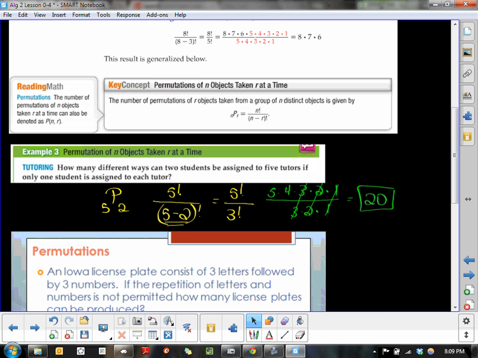Now, the other way that you could think of this, and this is the way I approached it the first time, to show you the factorial notation and the permutation concept, is there are 5 tutors. Here's student number 1, so if I go student number 1, how many ways can I assign them a tutor? There's 5. Once I assign someone a tutor, when I get to my second student, there's only 4 tutors left, and that's 5 times 4, or 20 arrangements of tutors to students.